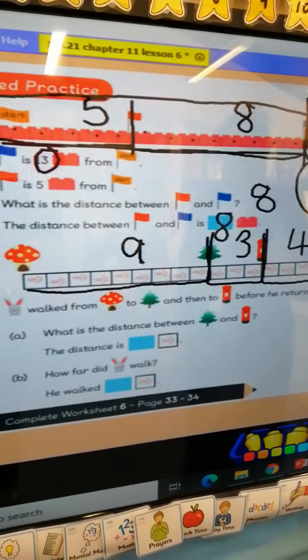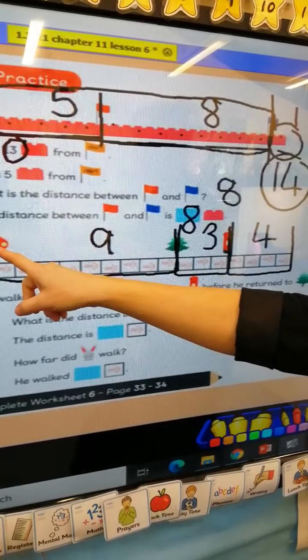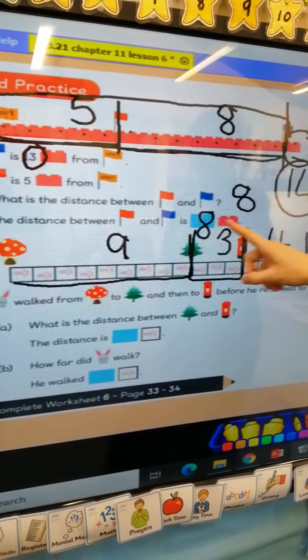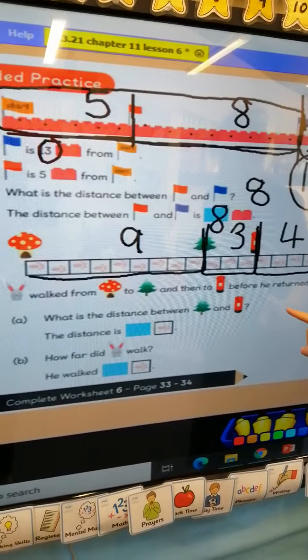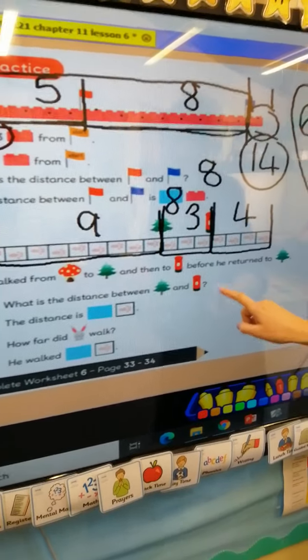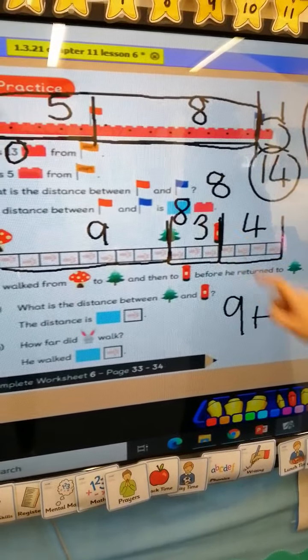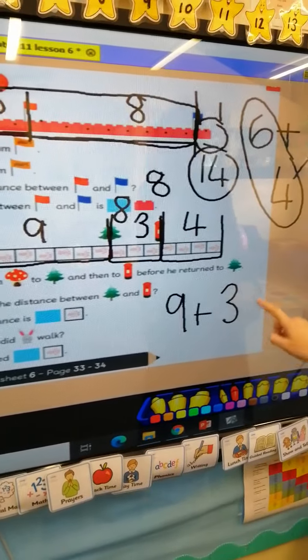Okay. So what we're going to do is find out how far it is from the toadstool all the way to the very end. What's our whole number? Our whole number is this number sentence. It's this part, 9, and it's this part, 3, and it's this part, 4.